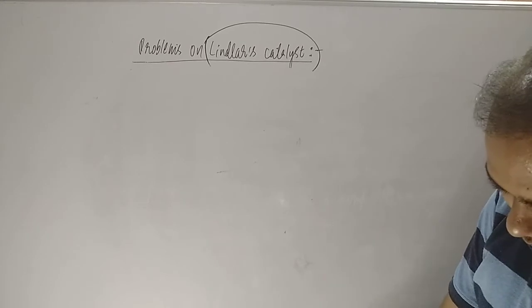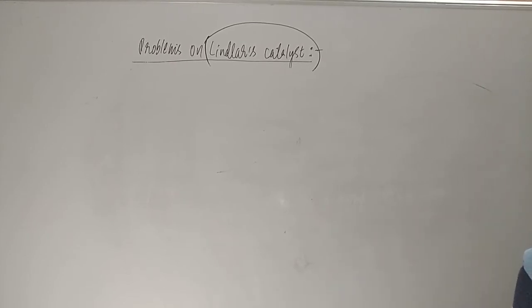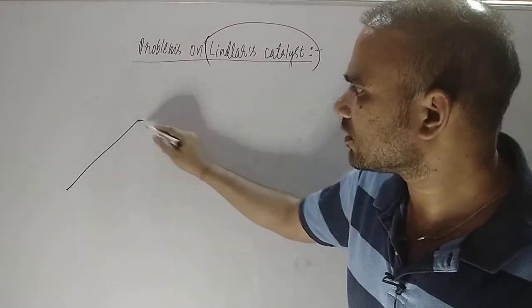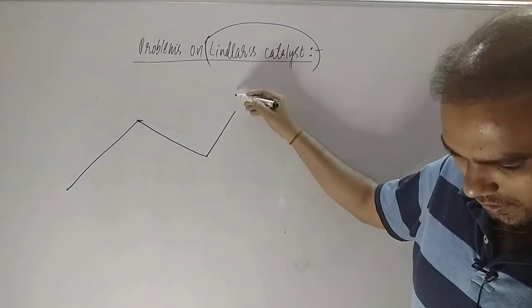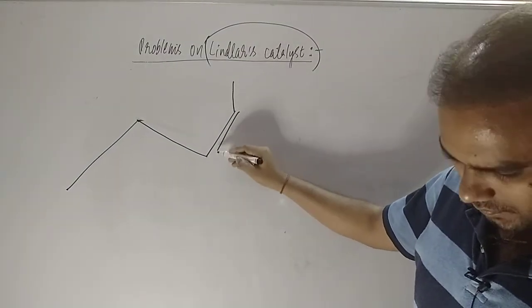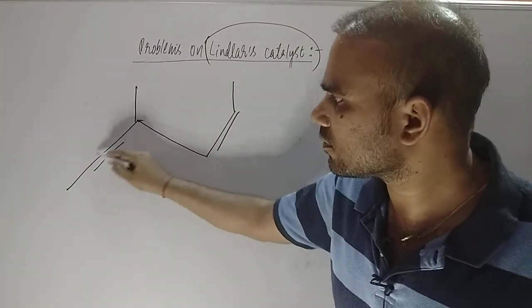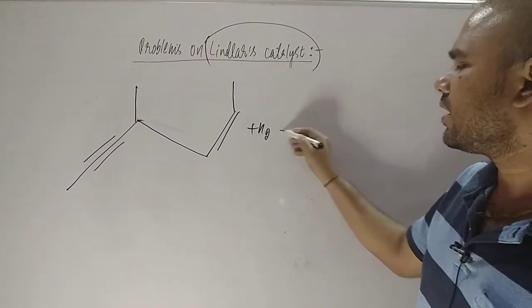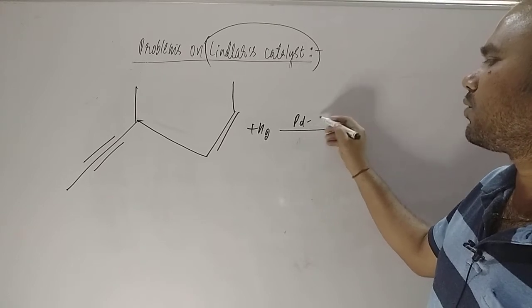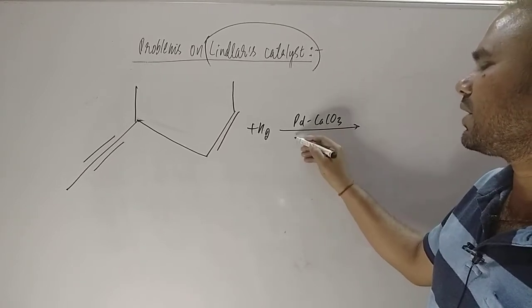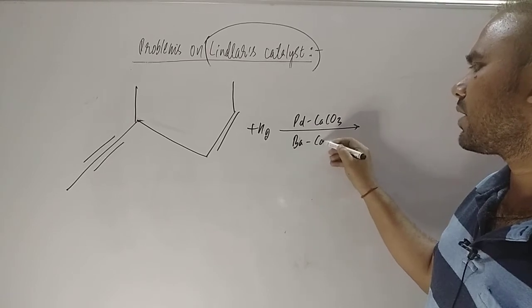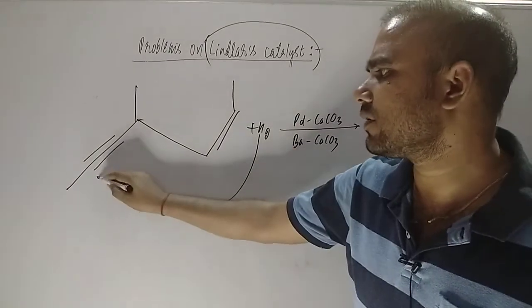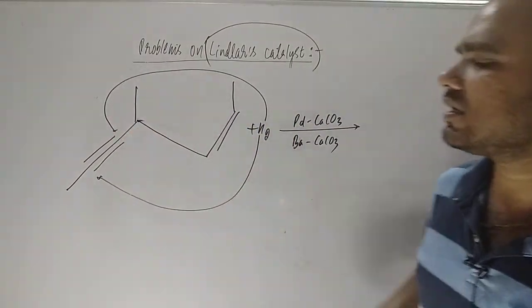So here is one more problem I am giving, students. I have this molecule, right? And here we are using H2 with palladized calcium carbonate, or barium calcium carbonate. This is Lindlar catalyst. So, dear students, it is going to reduce this, and you are going to get the cis alkene.